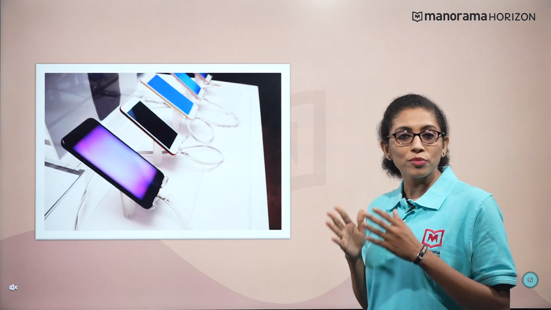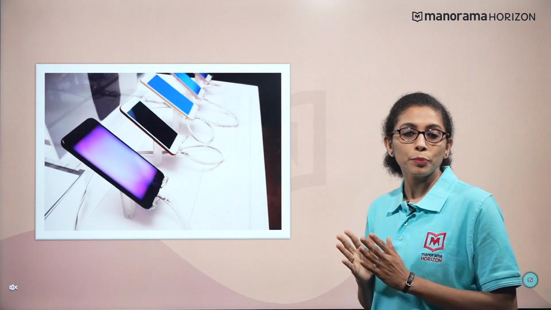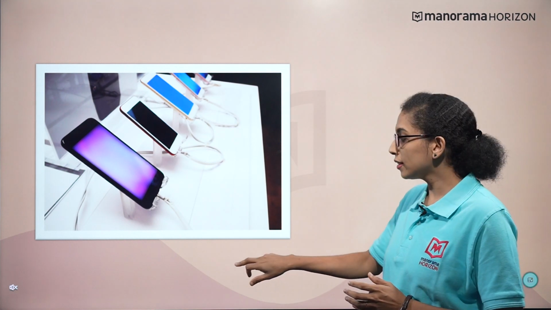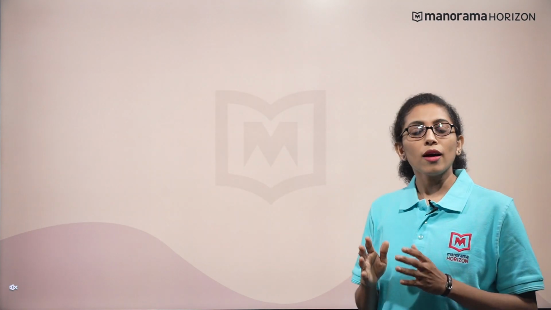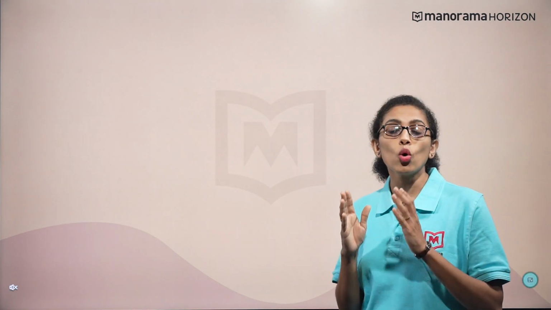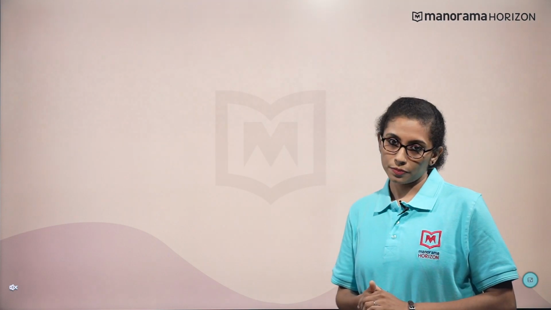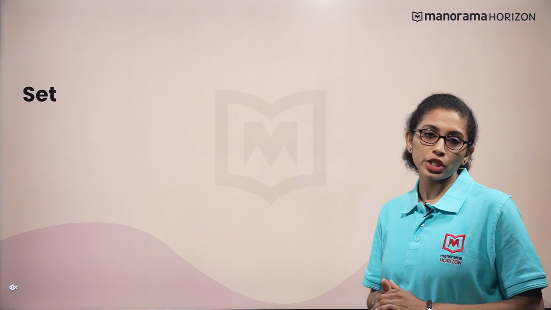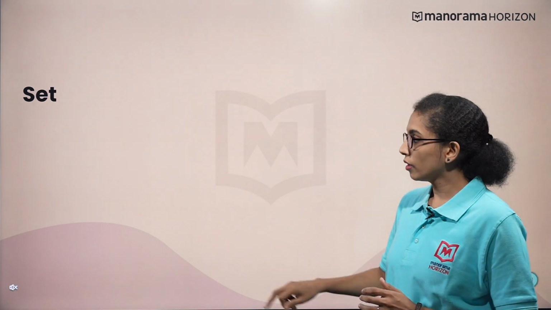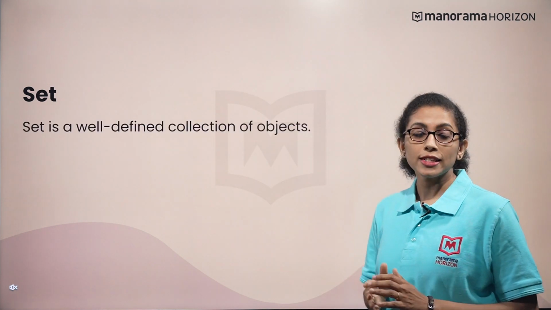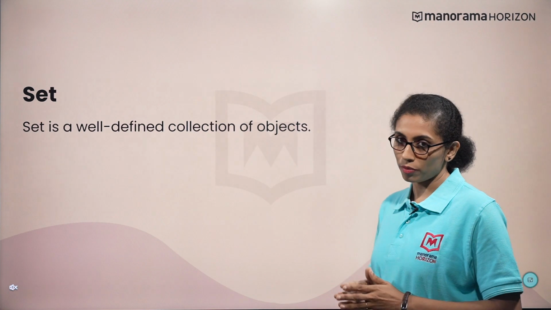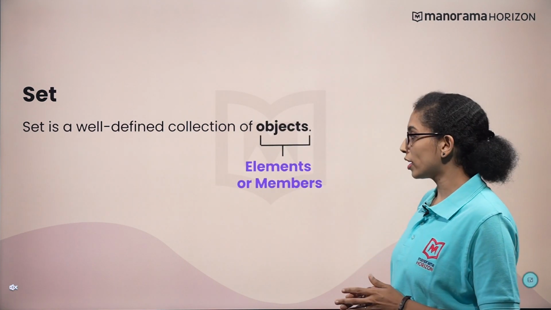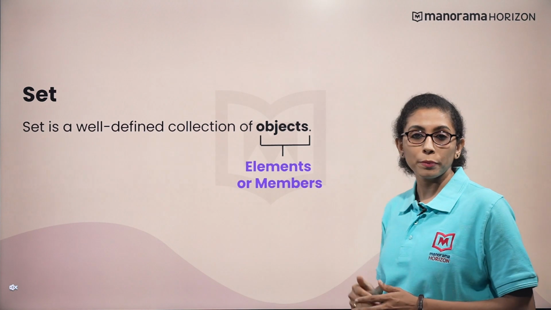These collections of objects have some mathematical properties associated with them, and in this video, we are primarily dealing with those aspects of sets. Let's see the mathematical definition of set. A set is a well-defined collection of objects. The objects in the set are called elements or members of the set.